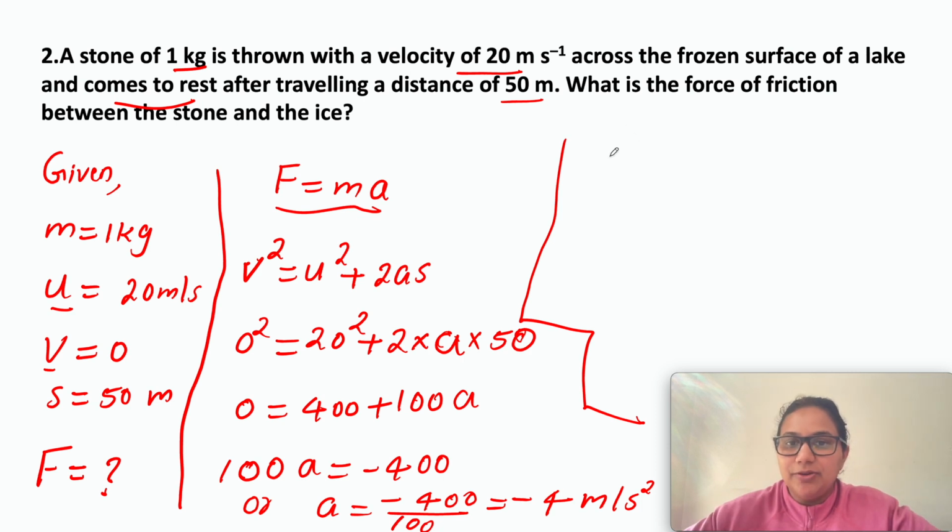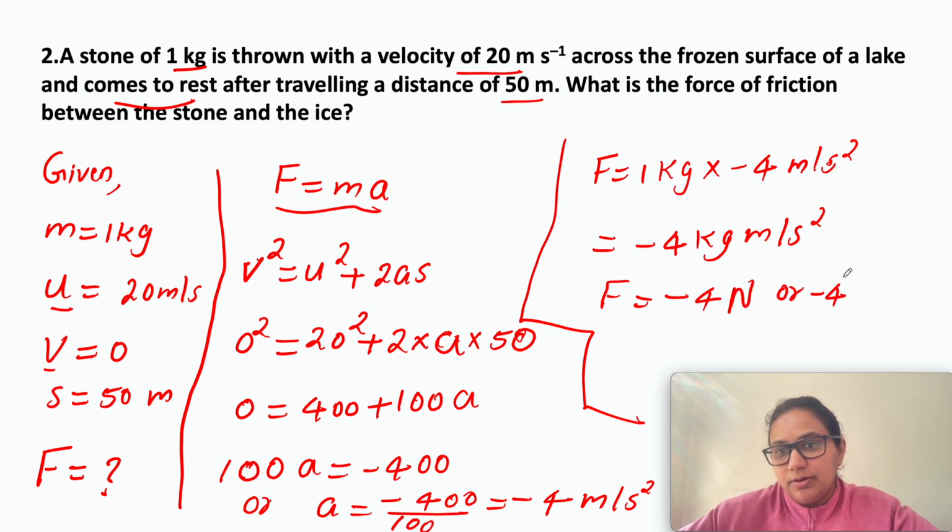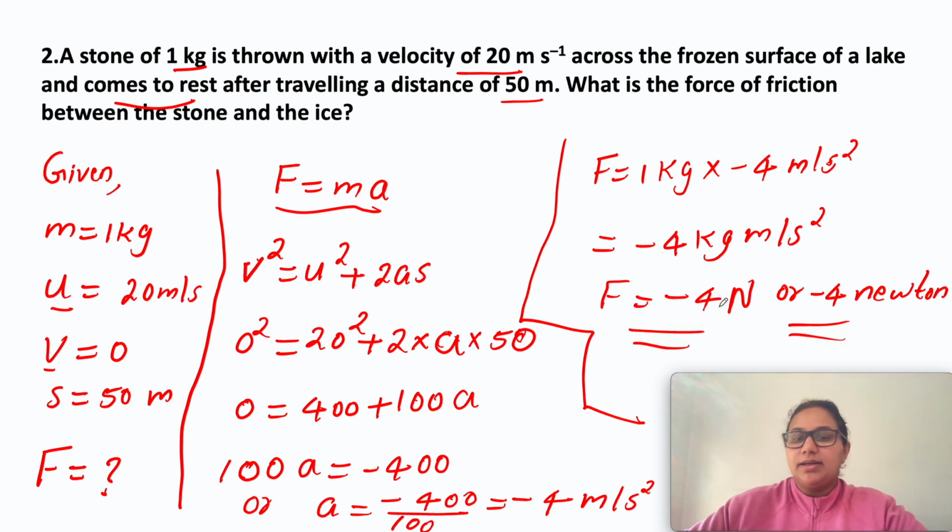Let us calculate the value of force. F is equal to mass times acceleration. Mass is 1 kilogram times acceleration is minus 4 meter per second square. So what we get? Minus 4 kilogram meter per second square, or we can write this as F is equal to minus 4 Newton. What does this minus sign indicate? The negative sign indicates that the force of friction is acting in the direction opposite to the direction of motion.